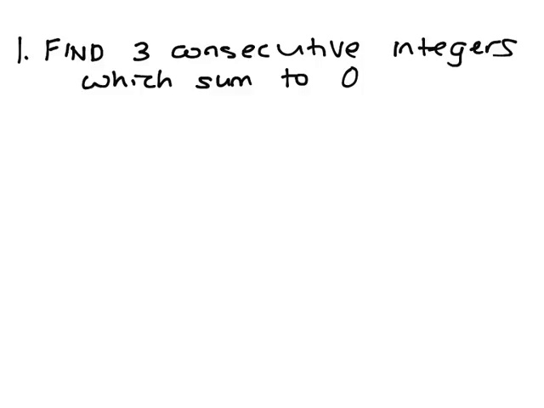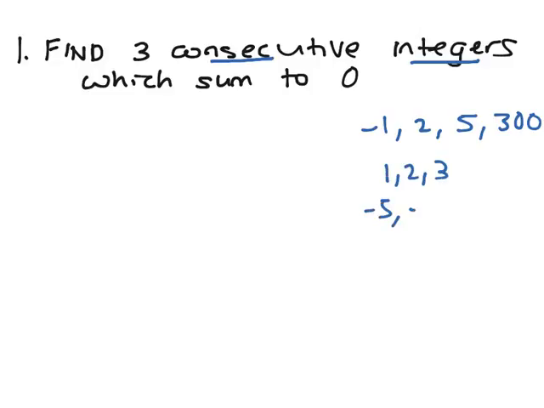First, let's make sure we understand the question. An integer is a whole number like -1, 2, 5, 300, no decimals, no fractions. Consecutive means the numbers are right after each other, like 1, 2, 3 are consecutive. -5, -4, -3 are consecutive. And they sum to 0, which means if we add all 3 of them together, we get 0.